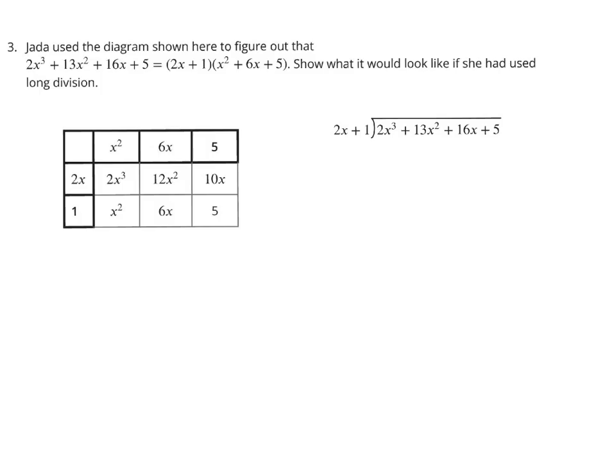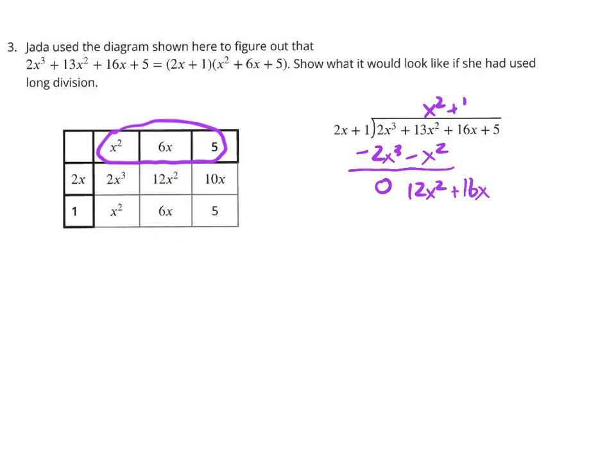Okay, so the box method is right. This is the answer, but we're going to check and make sure. What times 2x makes 2x cubed? Well, x squared. X squared times 2x is 2x cubed. X squared times 1 is x squared. Change both signs. We get 0. We get 12x squared. Bring down your next term, plus 16x.